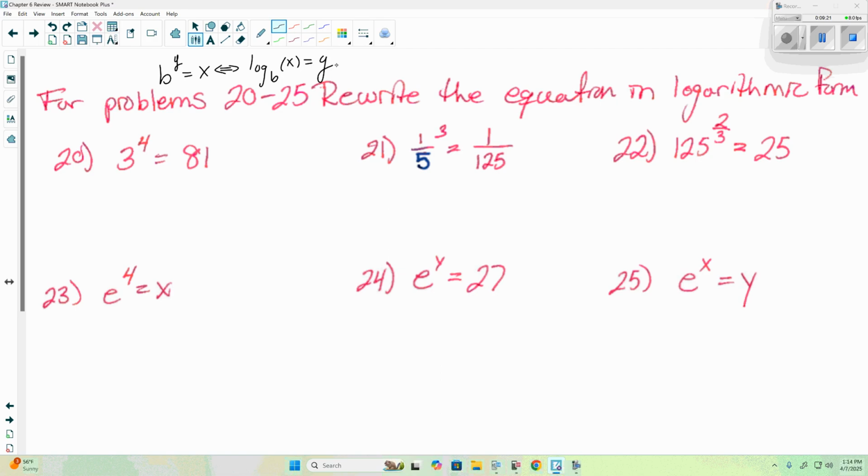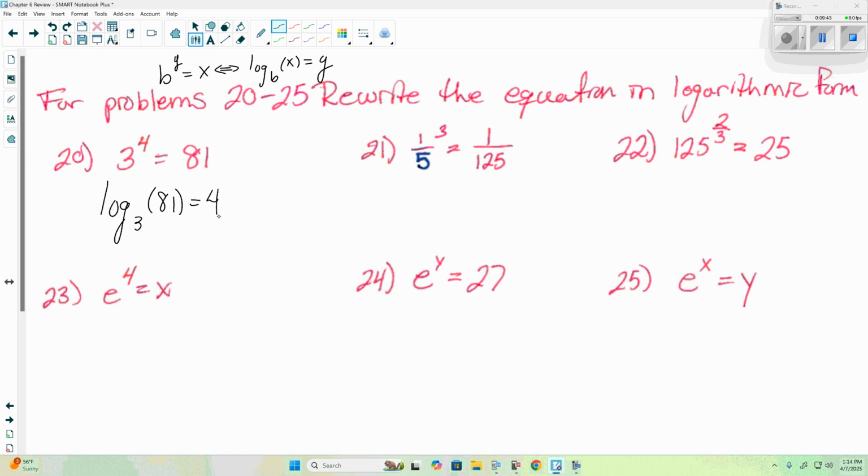So b to the y equals x if and only if log base b of x equals y. So for 20, we'd have log base 3 of 81 is equal to 4.